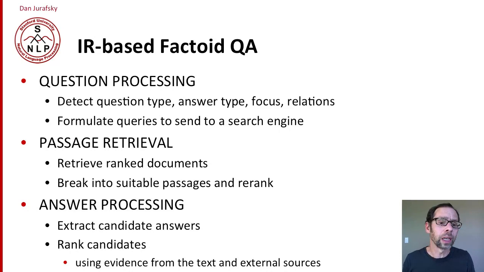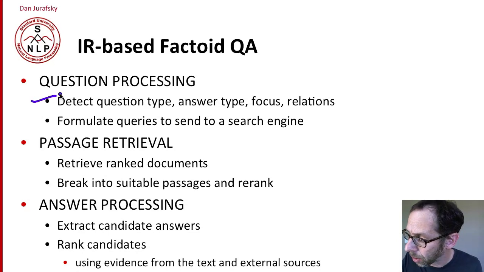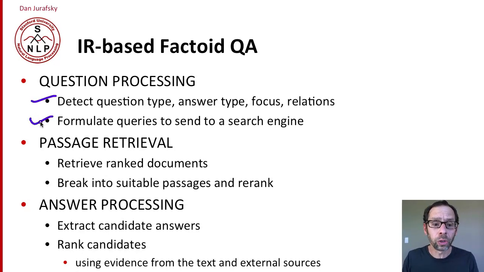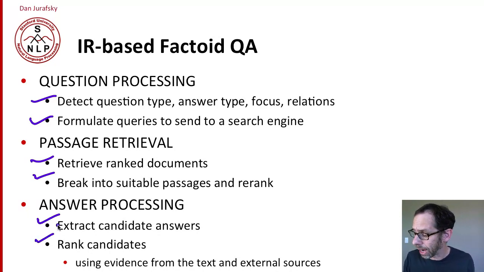So another way of looking at the same set of processes, three big parts of the algorithm. Question processing, so we're detecting the question type, formulating the queries. Passage retrieval, given these queries, retrieve documents, break them into pieces. And then answer processing, extract answers from the text snippets and rank those candidates using evidence from the text and from other kinds of sources.